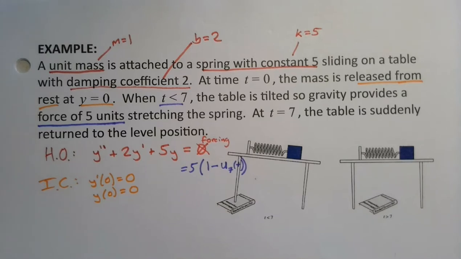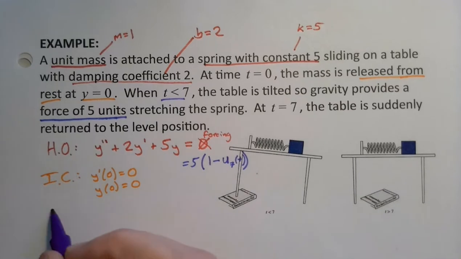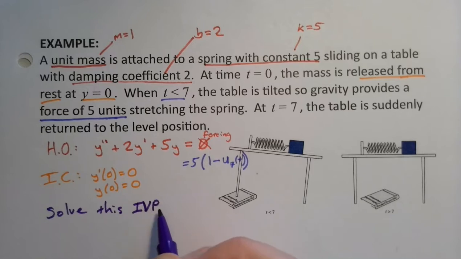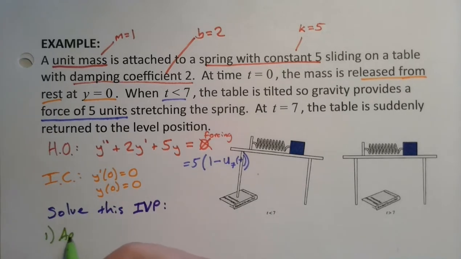So what we need to do is, given our harmonic oscillator equation and given our initial conditions, solve this IVP. So our job is going to be to do that. We have our harmonic oscillator equation set up. We know that solving this initial value problem really amounts to applying the Laplace transform. So our first step is going to be to take the Laplace transform of the differential equation.